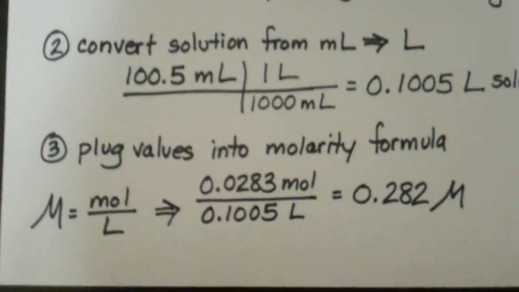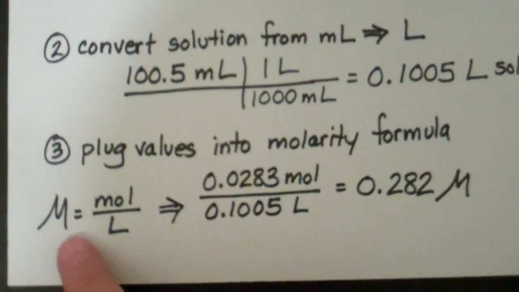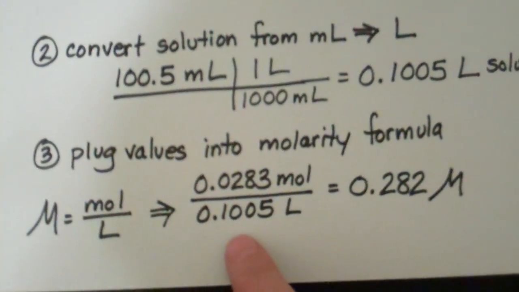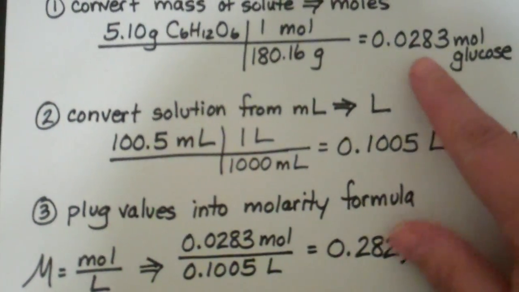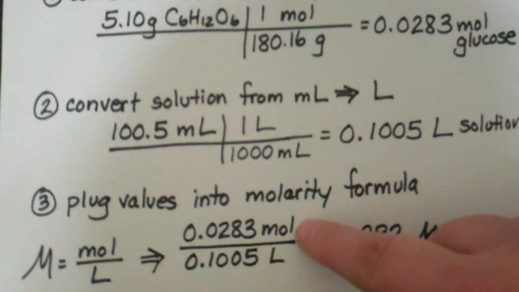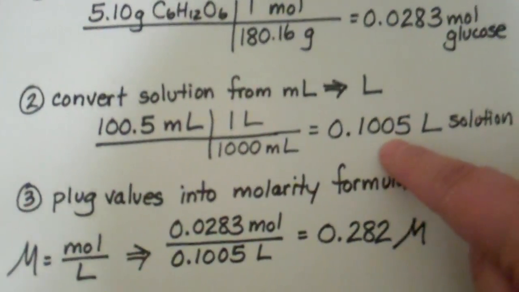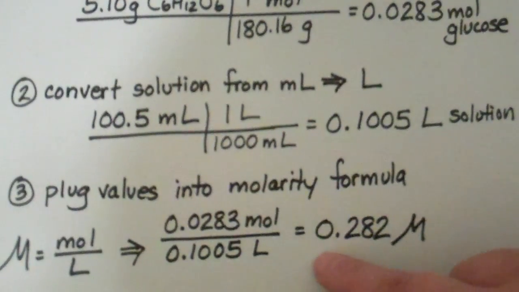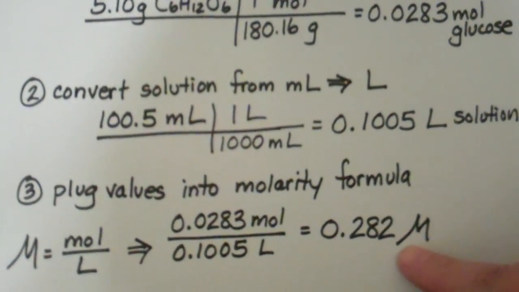Now I'm ready to do the last step, and that's to plug my values into my molarity formula. Remember, my molarity formula says that the molarity is equal to the moles of solute over liters of solution. All I have to do is plug my values in. I found that I had 0.0283 moles of glucose, that goes on the top, and 0.1005 liters of solution, that goes on the bottom. Plug that into my calculator and I get 0.282 molar solution.